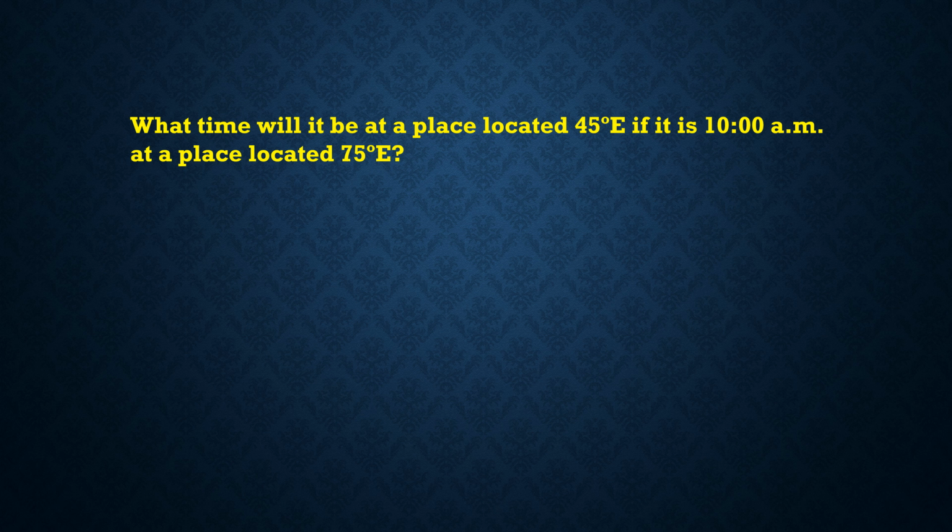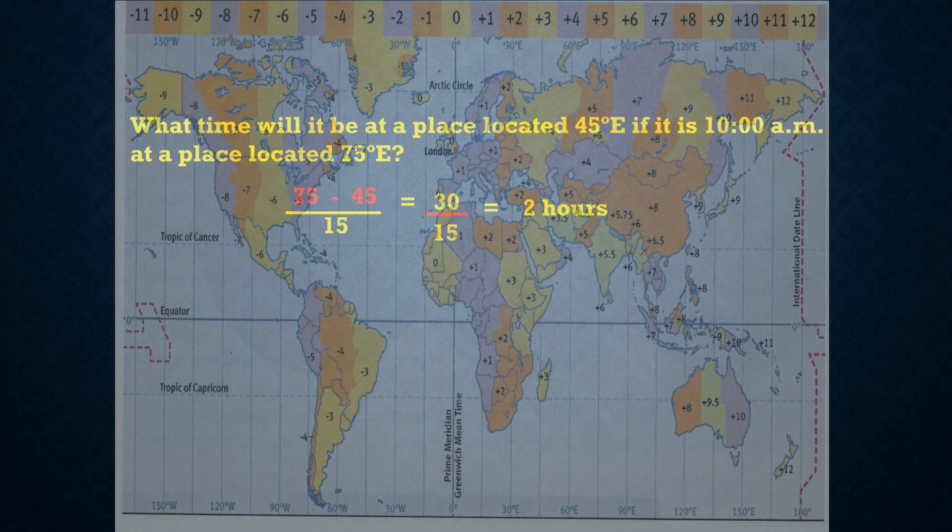Okay, so let us now calculate the time of a place located at 45 degrees east if it is already 10 a.m. at a place located at 75 degrees east. Once again, we're going to subtract our 45 degrees east from our 75 degrees east. So we say 75 minus 45, all divided by 15, which gives us 30 divided by 15, which gives us 2 hours.